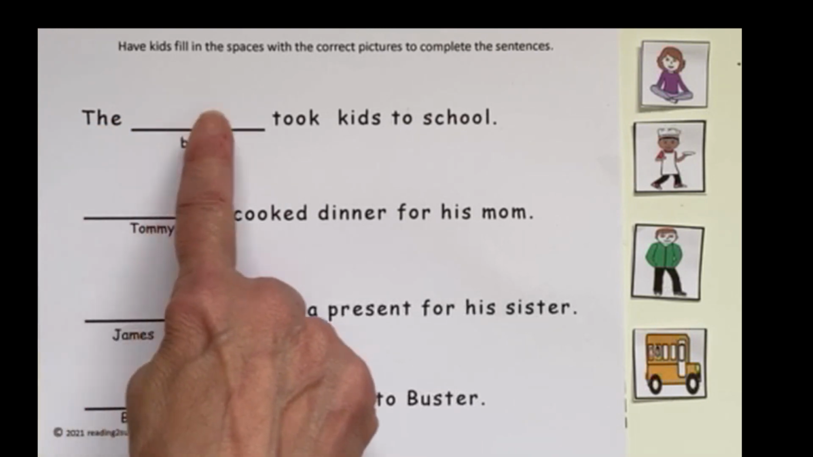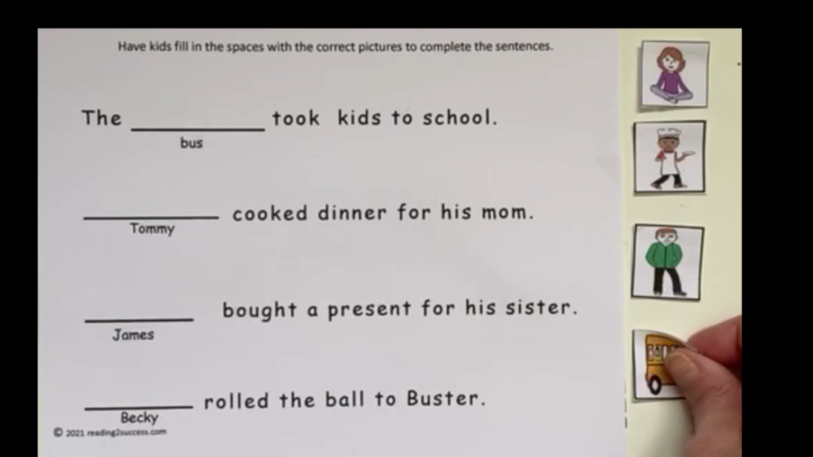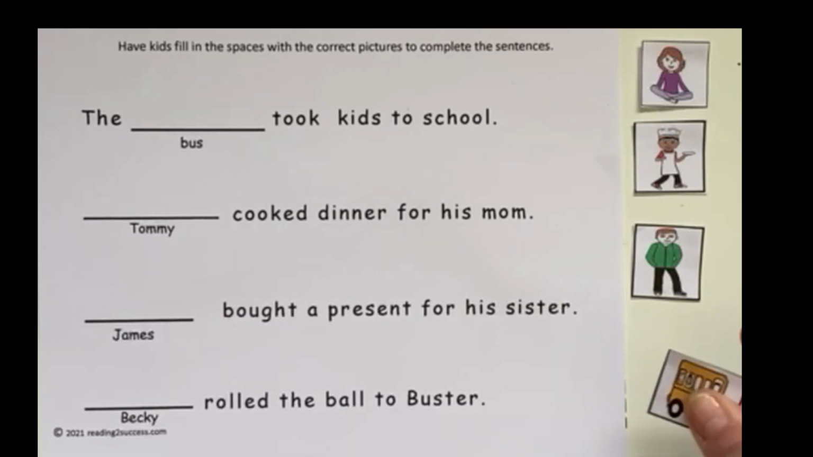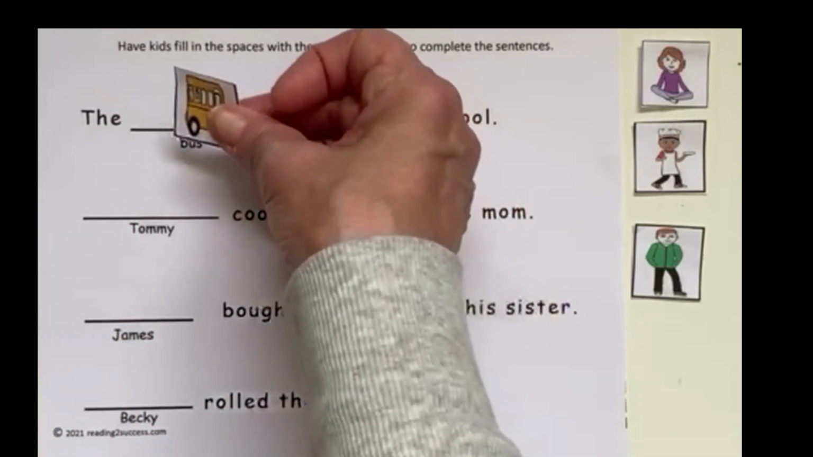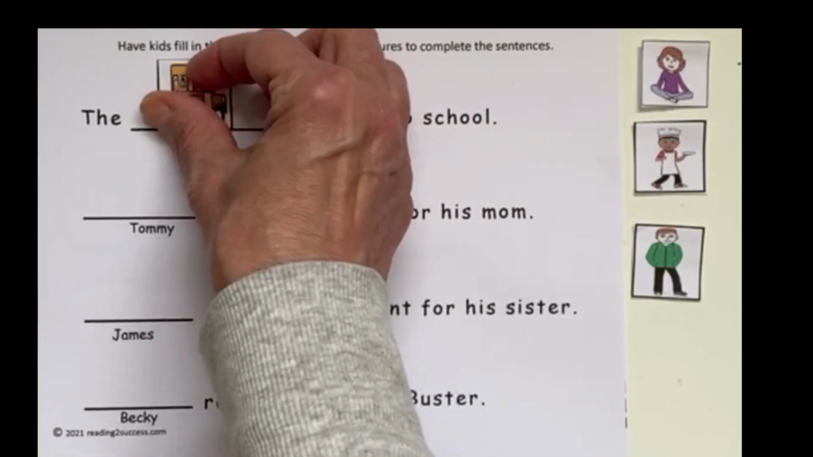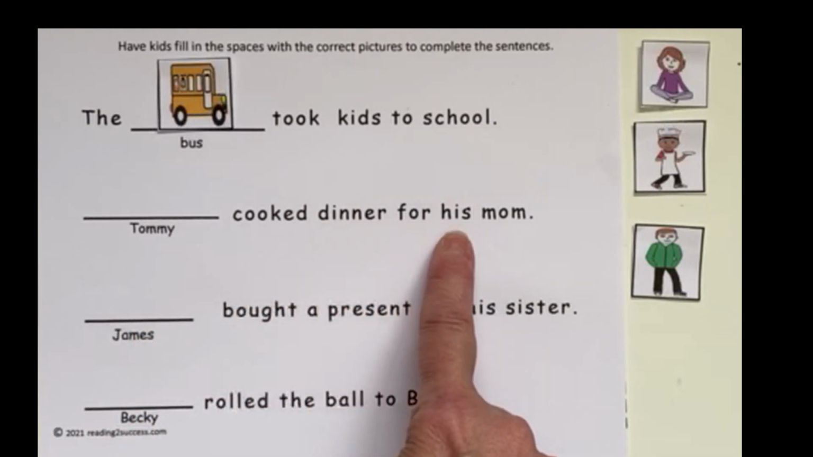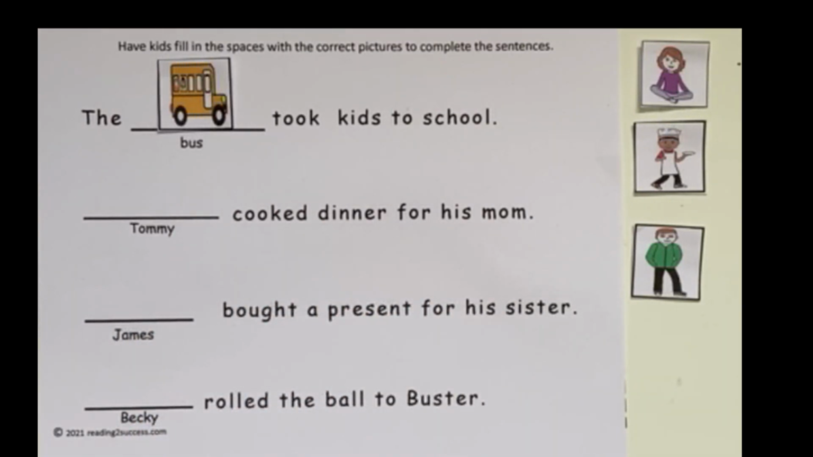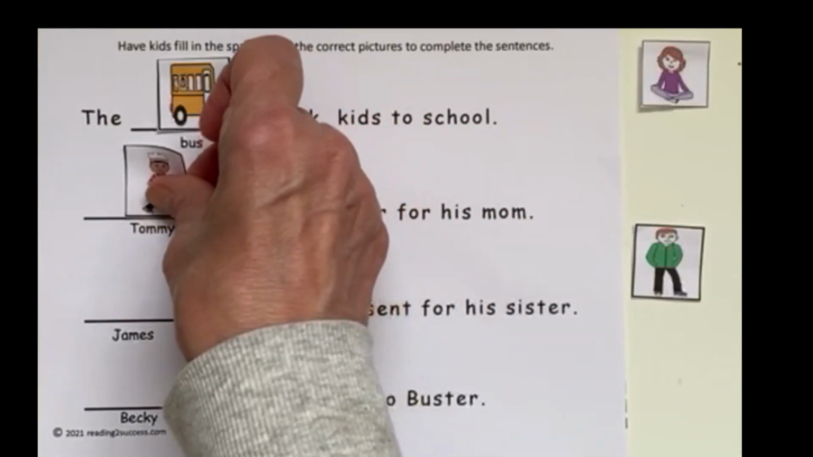The blank took kids to school. They might go right over here and know it is the bus. If not, point to the word bus and then help them with it. So they should put bus there. Blank cooked dinner for his mom. Who cooked dinner? Who was the subject in the sentence? Tommy. And Tommy has his chef hat on.